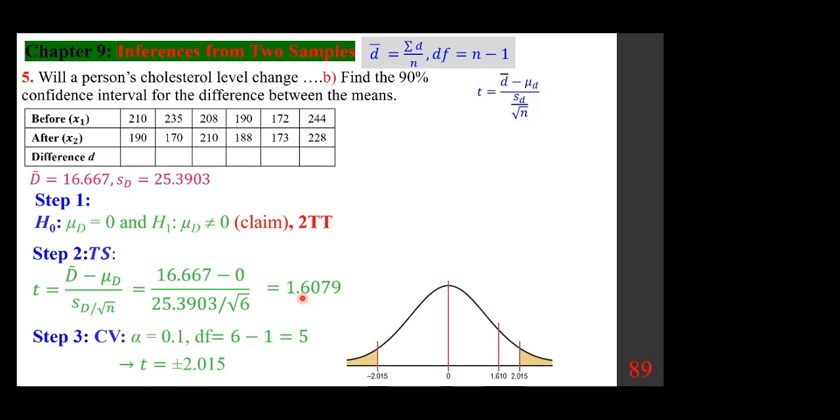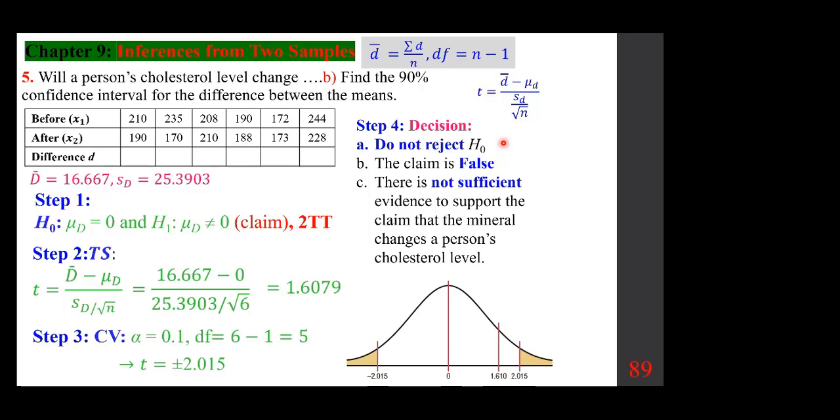We look at the graph, and as you can see, the test statistic is way into the non-rejection region. So with the traditional method, comparing the 2 numbers, we do not reject H0. If we don't reject H0, that means we are rejecting H1. If we are rejecting H1, we are rejecting the claim. The claim becomes false. There is not sufficient evidence to support the claim that the mineral changes a person's cholesterol level.